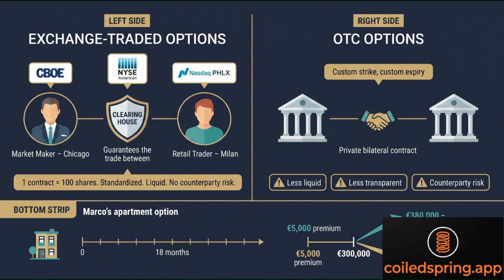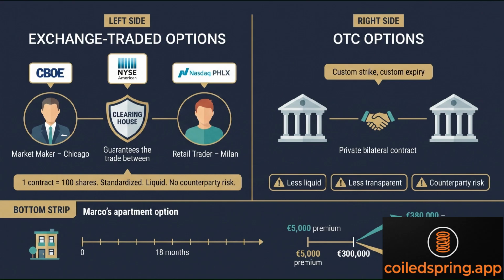Marco has the option to buy an apartment at 300,000 euros within 18 months, and he pays 5,000 euros today for that right. Let's identify the structure. Marco has a call option. The strike is 300,000 euros, the price he can buy at. The premium is 5,000 euros, what he paid for the right. And crucially, he has the right to buy, not the obligation.